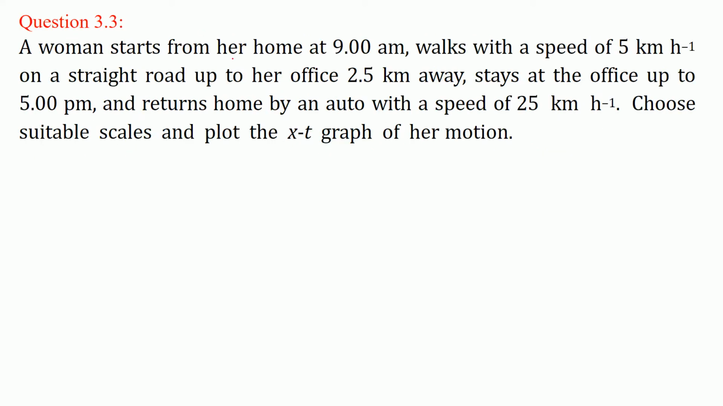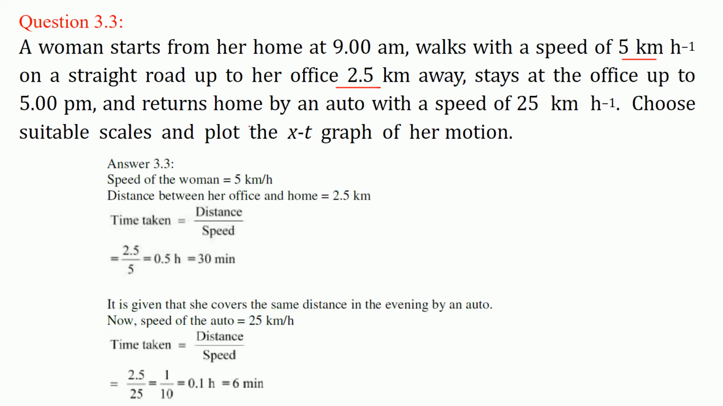A woman starts from her home at 9 a.m., walks with a speed of 5 km an hour on a straight road up to her office 2.5 km away. Stays at the office up to 5 p.m. Returns home by an auto with a speed of 25 km an hour. Choose suitable scales and plot the x-t graph of her motion.